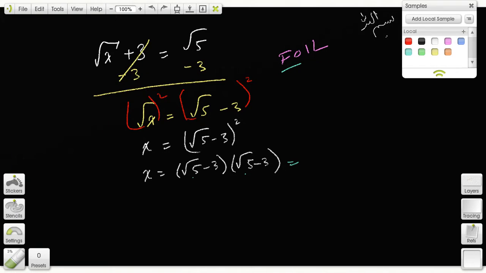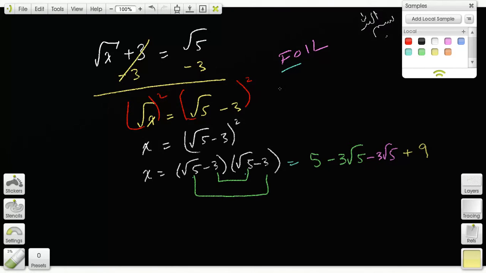Okay? So first, square root of 5 times square root of 5 is what? 5. Outer, that's this. What's square root of 5 times negative 3? Negative 3 times square root of 5, right? What's inner? It's negative 3 times square root of 5. And then the last one is negative 3 times negative 3. What is that? 9, right? Positive 9. Correct? Yes? Who's not following?